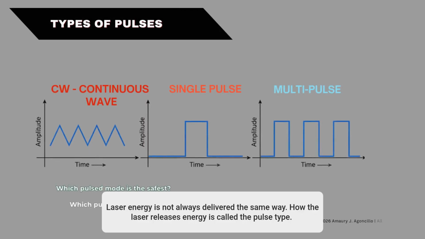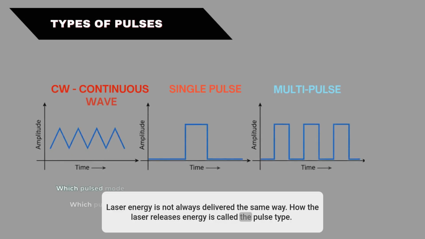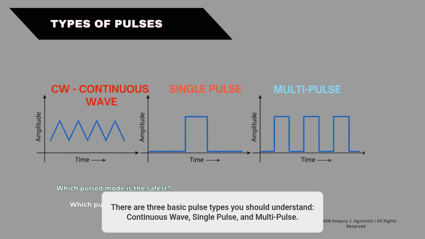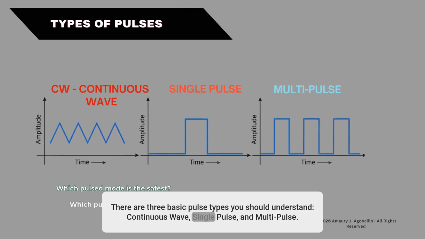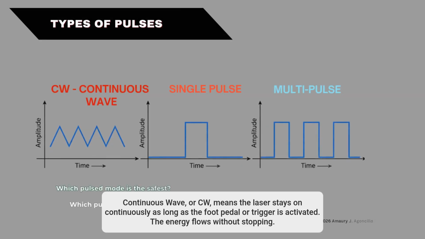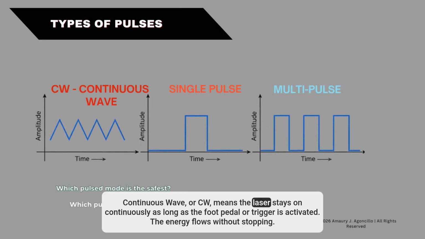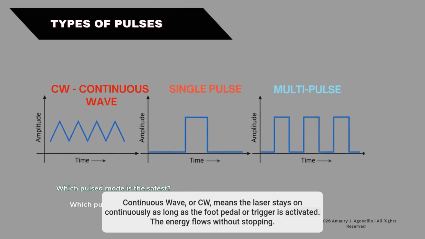Laser energy is not always delivered the same way. How the laser releases energy is called the pulse type. There are three basic pulse types you should understand: continuous wave, single pulse, and multi-pulse. Continuous wave, or CW, means the laser stays on continuously as long as the foot pedal or trigger is activated.